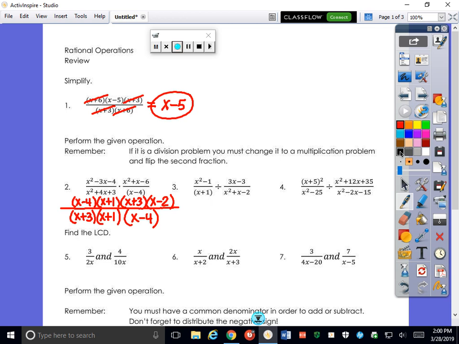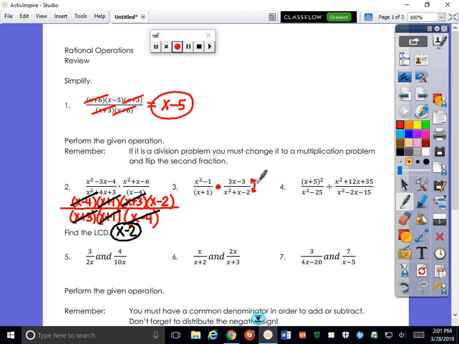So now when we go to try to cancel things out, the x plus 1's cancel, the x plus 3's cancel, and the x minus 4's cancel, leaving you with just x minus 2 as your answer. Alright, that's a multiplication problem, so we got to just factor and simplify. Now on the division problem, we have to remember multiply and flip our fraction.